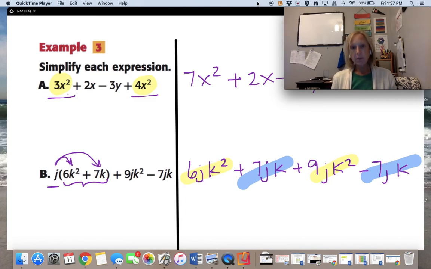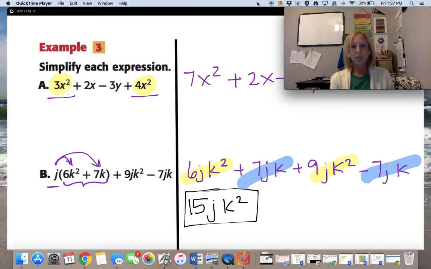So the yellow terms, it says 6jk squared plus 9jk squared for a total of 15jk squareds. Then I have a 7jk minus 7jk. So 7 minus 7 is 0. I don't have to write plus or minus 0 in my expression. So this simplifies down to 15jk squared.